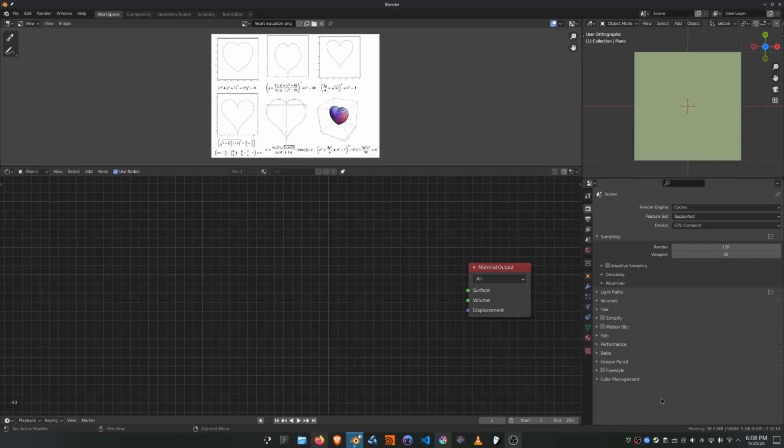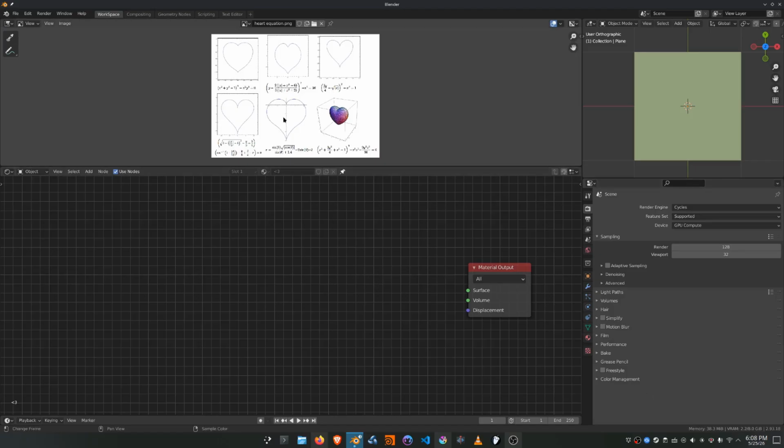Hey everyone, in this video I'm going to create a heart shape I found on a random internet website. I think this is going to be really interesting because I never imagined myself creating this kind of stuff in my life. So let's get into it.